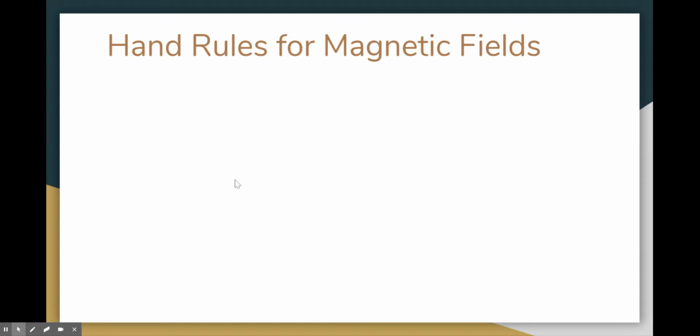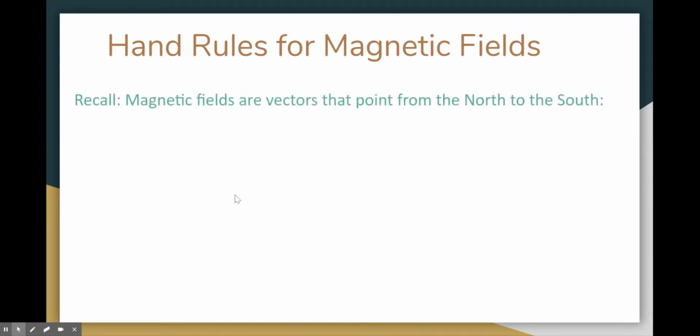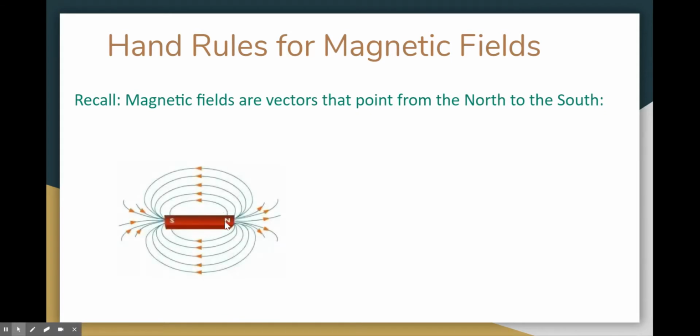Let's keep a couple of things in mind as we move forward. First of all, magnetic fields are vectors that point from the north to a south, and so when it comes to a permanent magnet, you can see how the magnetic fields of this magnet here go from the north pole on the right side to the south pole on the left.